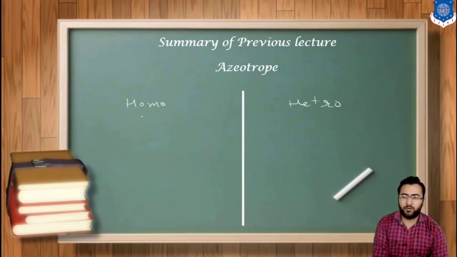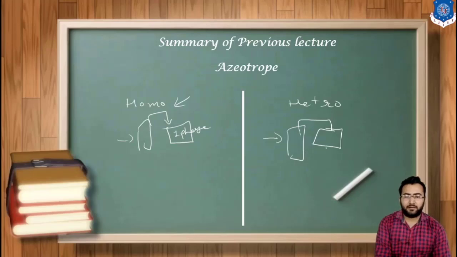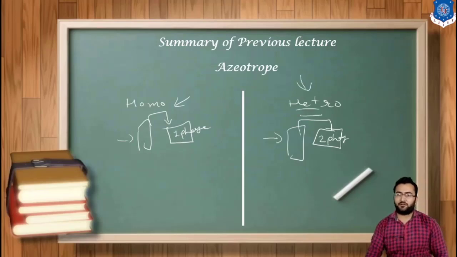In a homogeneous azeotrope, after distillation, if we collect the distillate and get one phase, then we can say that this type of azeotrope is a homogeneous azeotrope. But if we condense the distillate and get two phases or more than two phases, then we can say that it exhibits a heterogeneous azeotrope.